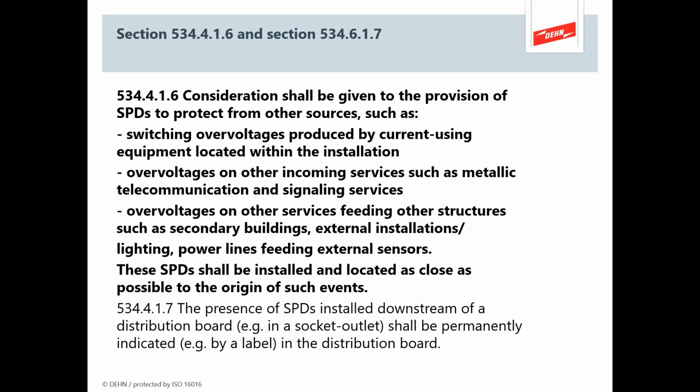Then in section 534.4.1.6, there are these other points we have to look at. And there's the second one down there, the second indent. Overvoltages on other incoming services, such as metallic telecoms and signaling services. And I may have, in the next indent there, secondary buildings. I'll have services on those. External installations. I may have external sensors.